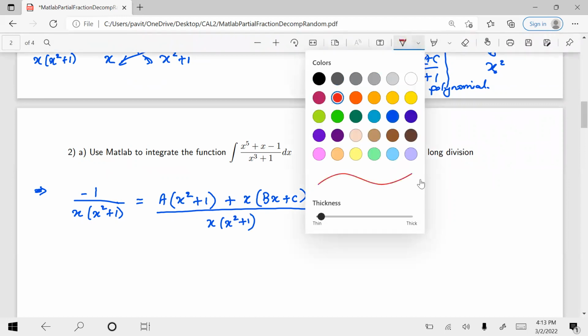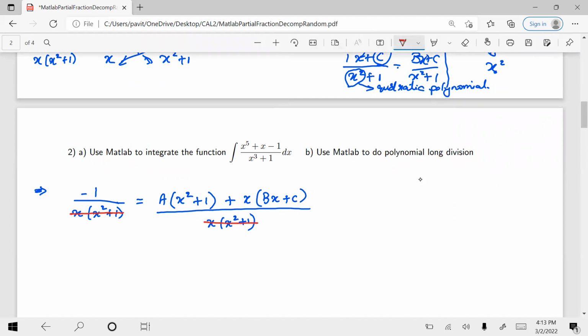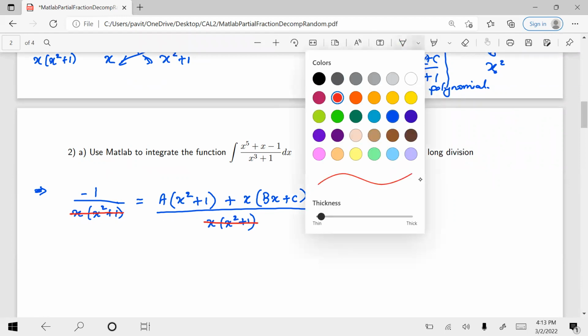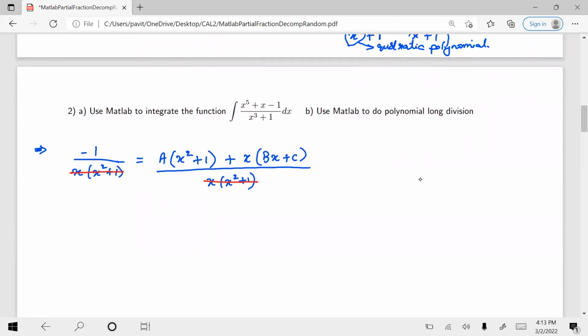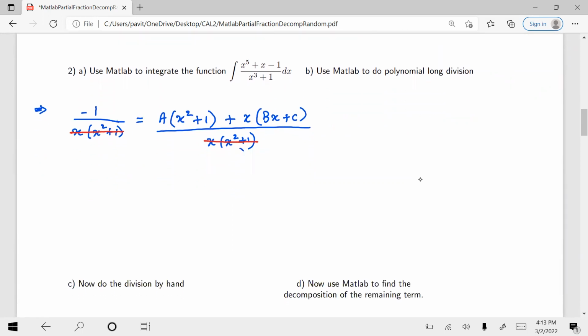Now you can see that you can cancel this denominator with the denominator on the other side because they are the same. Even if you cross multiply these two things, you can still cancel. So I will do that directly in one step. What is left is -1 equal to ax square plus a, because I am multiplying a inside the bracket, plus bx square plus cx, multiplying x inside the braces.